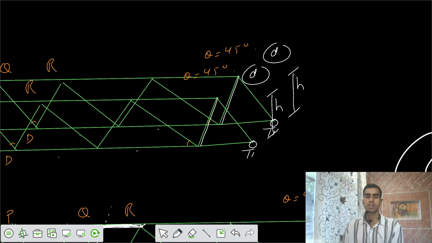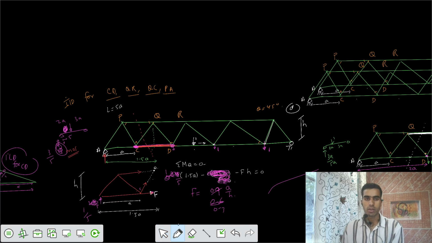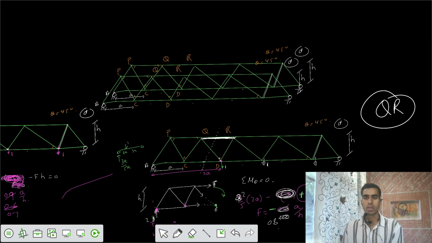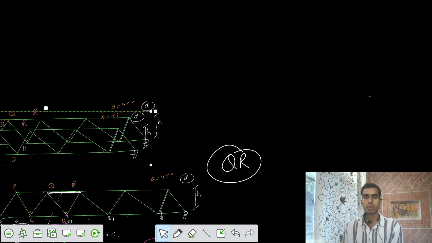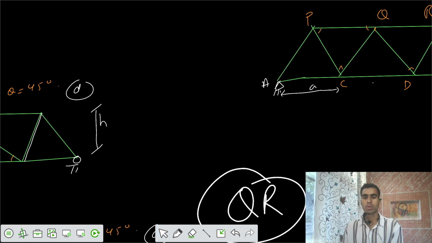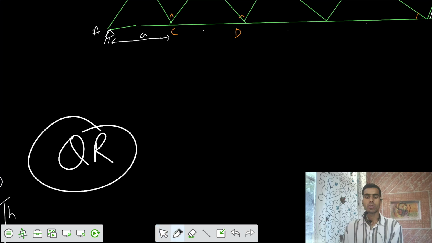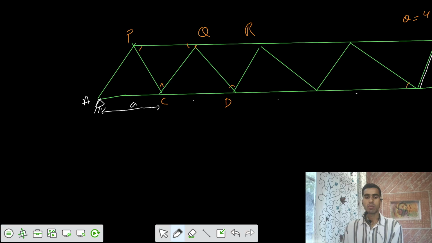Let's take the third case. That's member force. For the QC, we need to get the ILD. Let's take the ILD for the QC member now. Where is your QC? That's your diagonal member, web member. So your QC is this one, and the load can be placed somewhere.